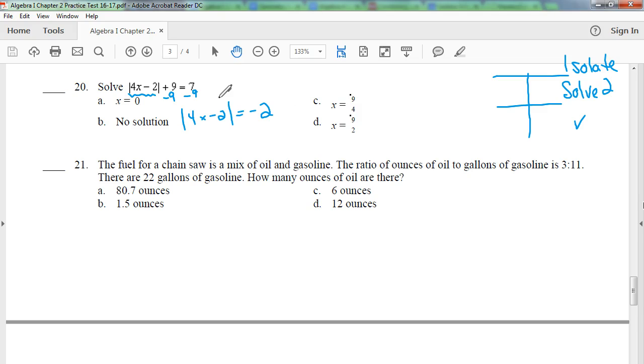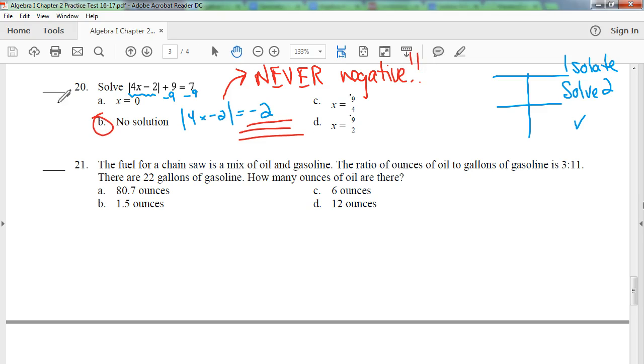Right here is where you should have all sorts of alarms going off in your brain. We know absolute value is never negative. So this must have no solution. 20 is B.